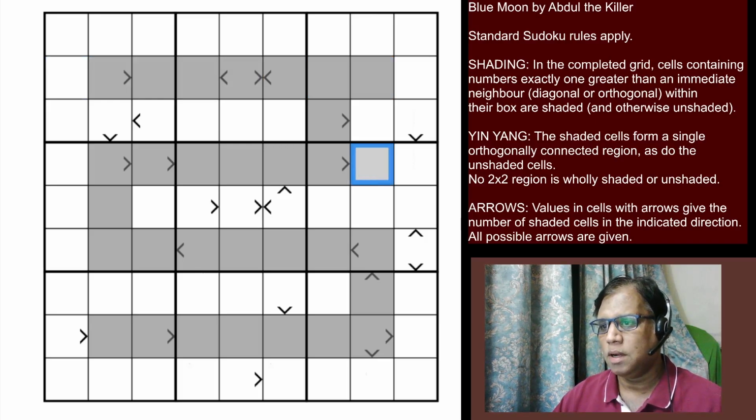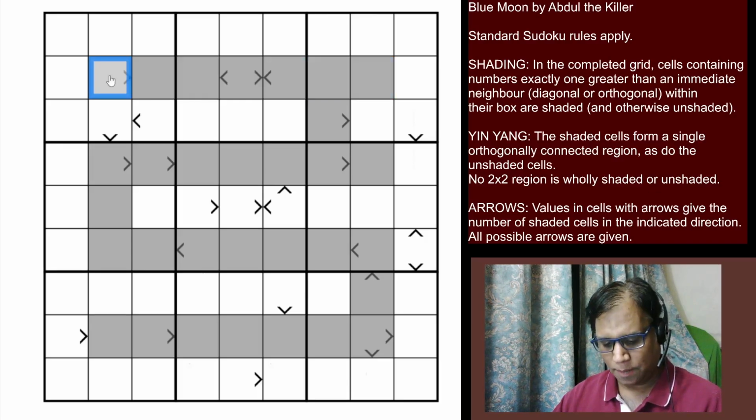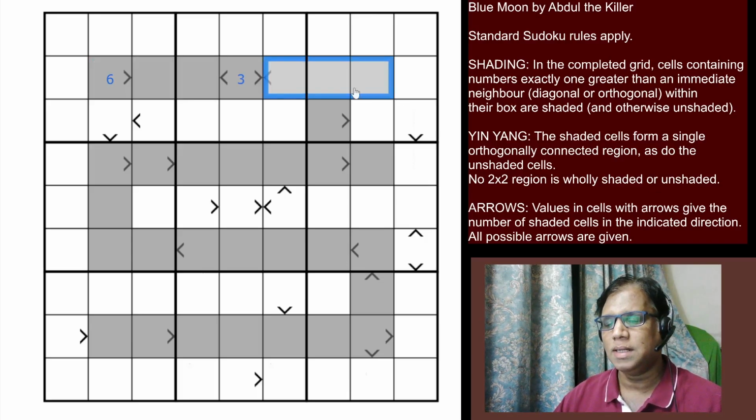Now arrows. What are arrows? Values in cells with arrows give the number of shaded cells in the indicated direction, or possible arrows are given. So there is a negative constraint also. For example, for this arrow, how many cells are there? 1 2 3 4 5 6. So this cell must be 6. This cell must be 3, because there are exactly 3 shaded cells in this direction and exactly 3 in this direction. This could be 3 as well, and this could be 4: 1 2 3 4, so that should be 4.